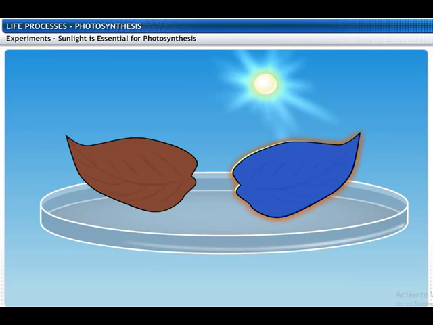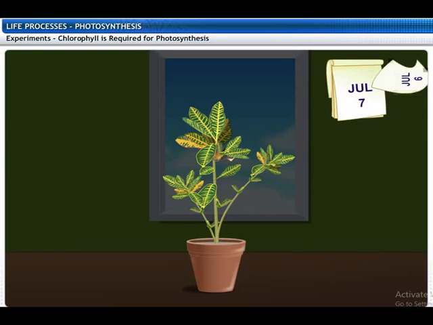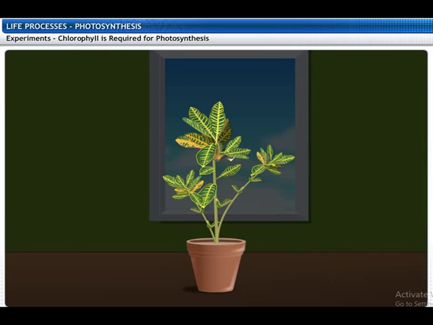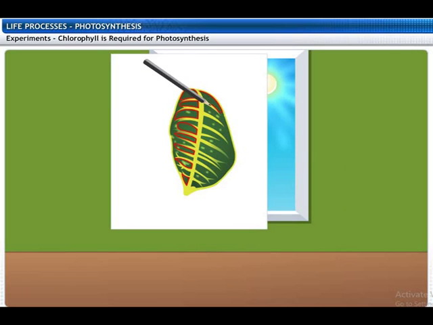Let's conduct a small experiment to prove that chlorophyll is necessary for photosynthesis to take place. Take a potted plant that has variegated leaves, such as crotons. Keep the plant in a dark room for 3 days so that all the starch gets used up. Now keep the potted plant in sunlight for 6 hours. Pluck a leaf from the plant. Mark the green areas in it and trace them using a sheet of tracing paper.